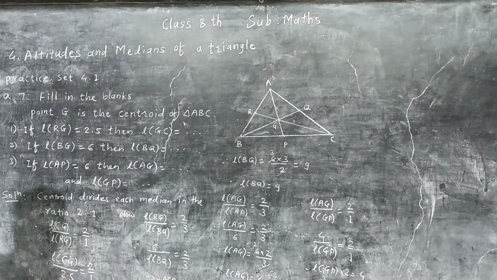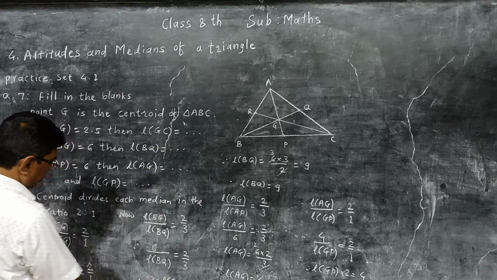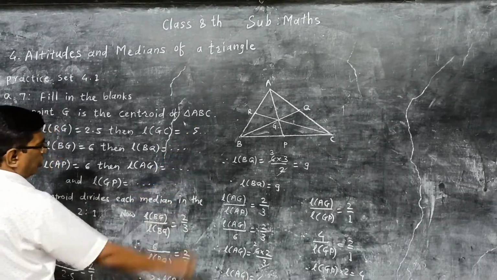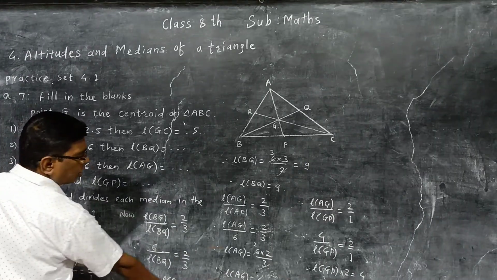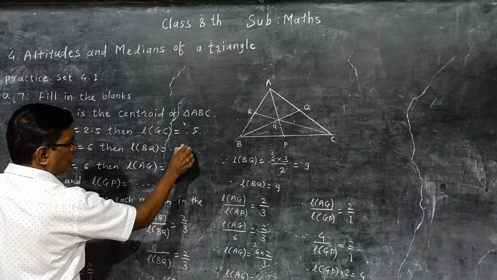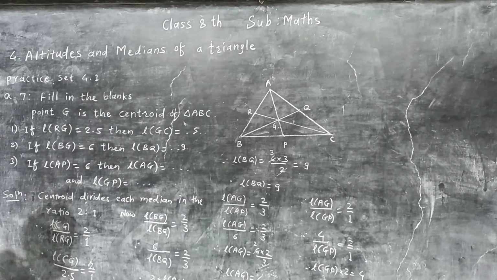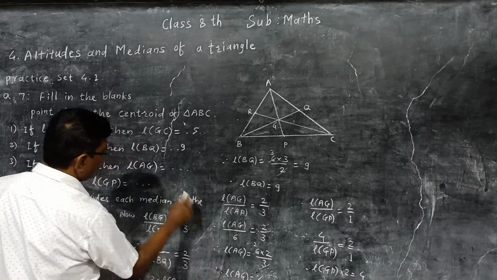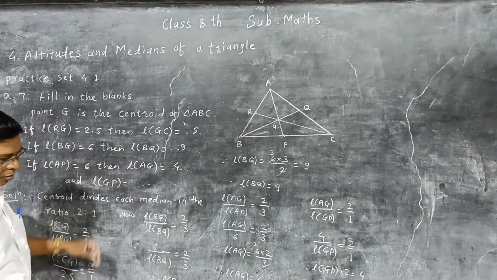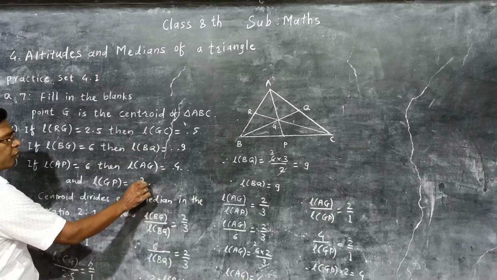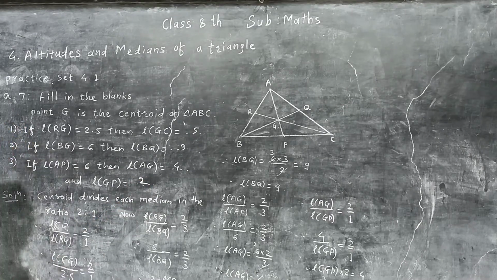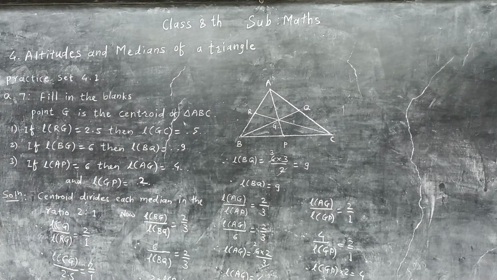So therefore length GC is equal to 5, BQ is equal to 9, and length AG is equal to 4 and GP's value is 2. In this way, the remaining examples of practice set 4.1 are the homework.